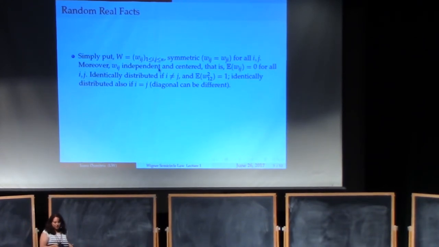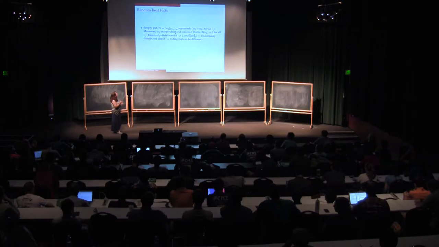Okay, so random real facts. We look at an n by n matrix. We put a condition on it for it to be symmetric, so W_ij is equal to W_ji for all i, j. And we sample these entries from distributions. So the W_ij are independent and centered, so that means expectation zero.